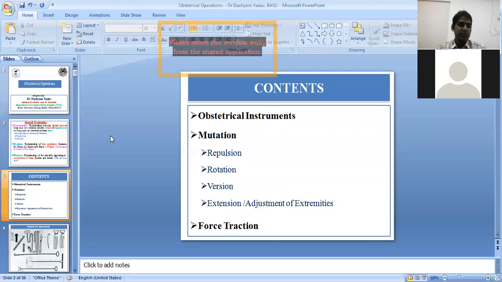This is very simple. Mutation is nothing but only those obstetrical operations which correct the presentation, position, and posture, and make room. Room means space. That is called mutation. Mutation contains 4 parts: repulsion, rotation, version, and extension of the fetal limbs.